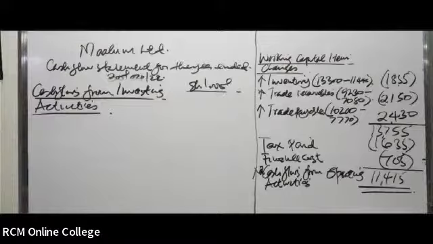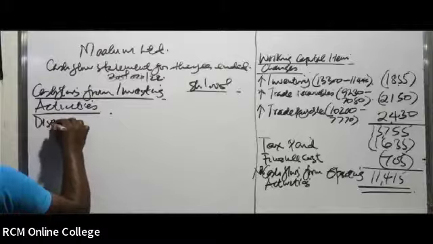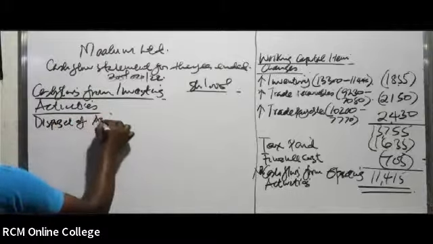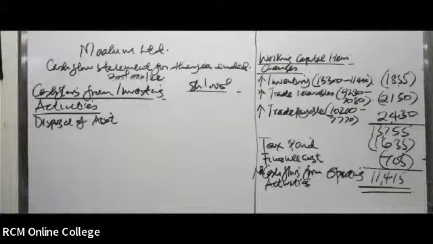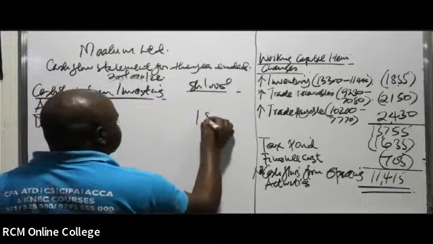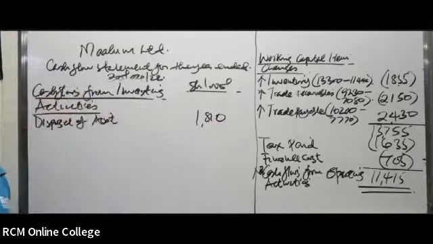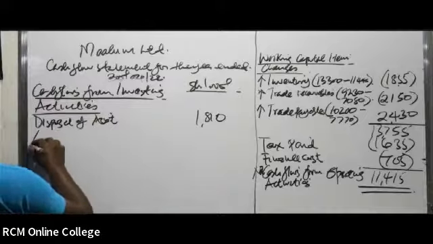So from the investing activities, I think there was a disposal of an asset, which was in this case sold. So they got some proceeds from there. It was in this case 1810. Then there was an acquisition of the assets.